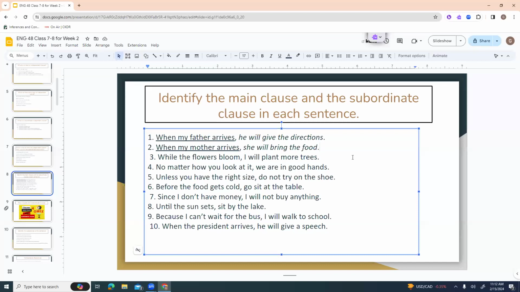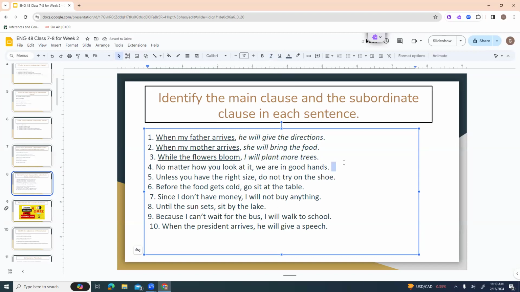While the flowers bloom. While is a subordinate conjunction. And so that whole little phrase there before the comma, while the flowers bloom, is your subordinate clause. I will plant more trees. That becomes your main clause. Okay. And that part goes into italicized.